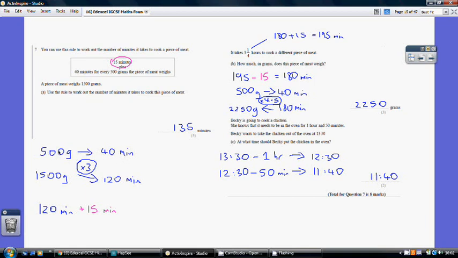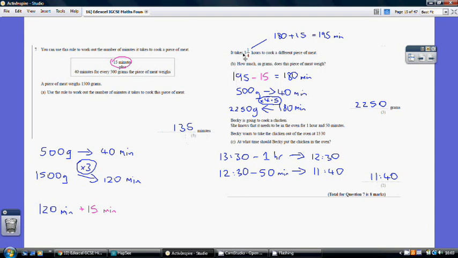Now, our piece of meat weighs 1,500 grams. Well, that's 3 times as much meat. If you can't just see that, just do 1,500 divided by 500 on your calculator, and you will see that that's 3 times as big. So 3 times as big a piece of meat is going to take 3 times as long to cook. 3 lots of 40 minutes is 120 minutes. So that's the variable part, but we're also told that we've got to add on an extra 15 minutes. So 120 minutes plus the 15 minutes is 135 minutes.